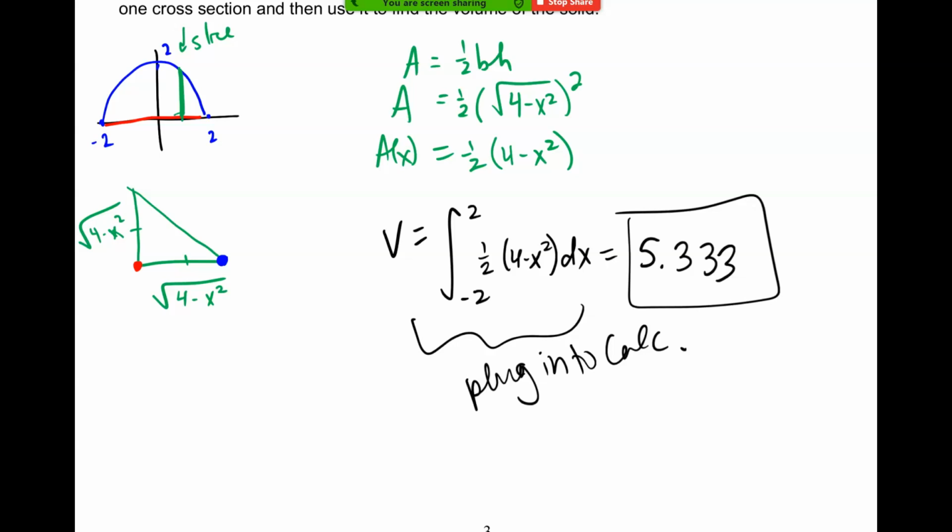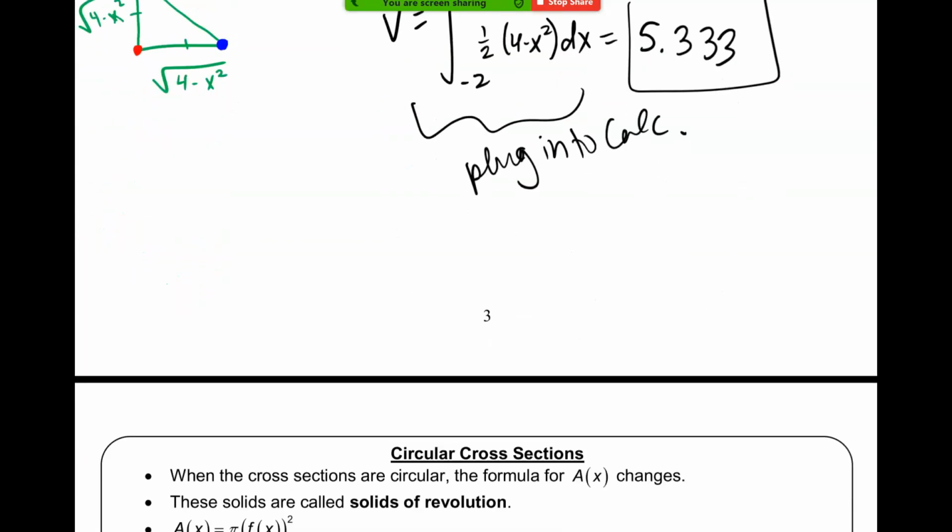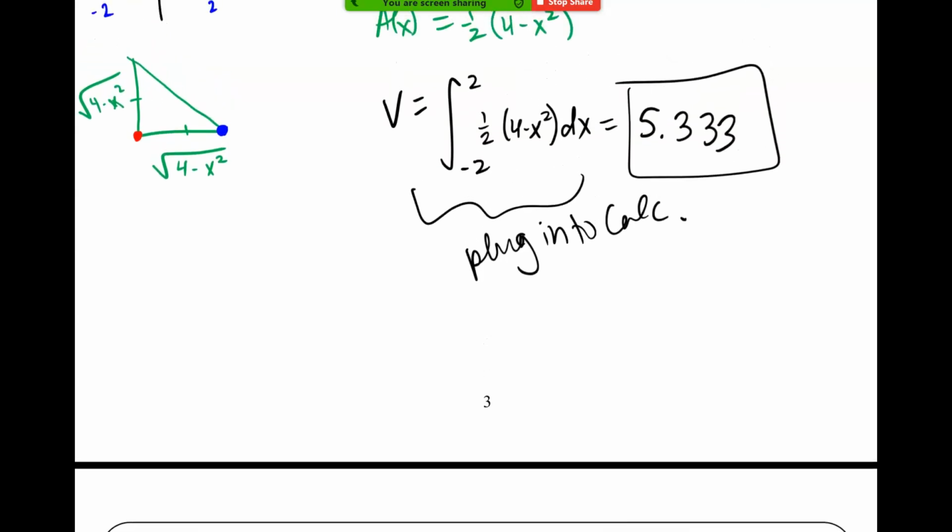I think this is the last page of notes that I scheduled to do for today. Well, we have one more, yeah. The circular cross sections. Whew, okay, we got this.